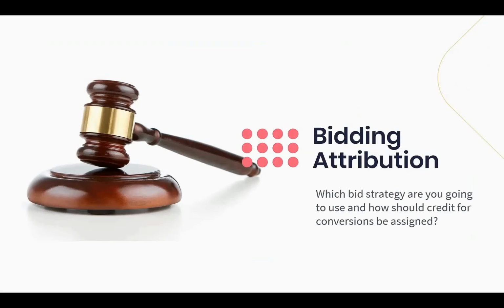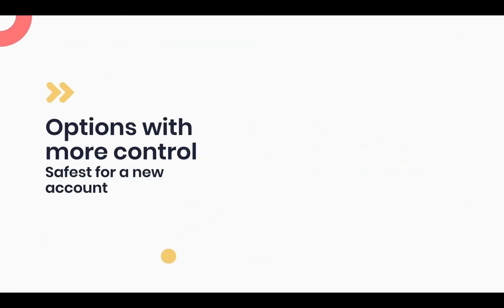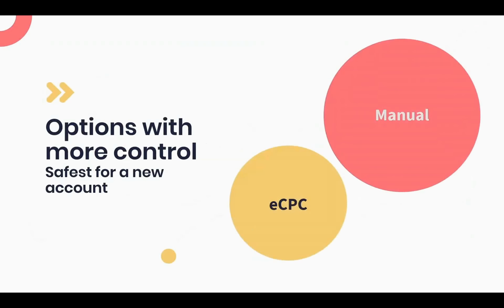Also, a very important decision is which bid strategy are you going to use and how should credit for conversions be assigned. We're not going to spend time on attribution now, but I do want to touch on bidding and just give you a few recommendations, which is based on experience. These bidding options are what I believe to be the safest bet when launching a new campaign in a new account. So completely new, no history in the account.